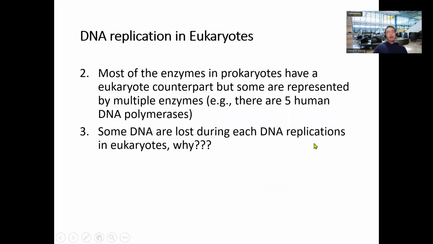Difference number 2, most of the enzymes in prokaryotes have eukaryote counterparts. Okay, so you saw that we had the RNA primase in the prokaryotes. We also have that as humans. However, some of the enzymes are represented by multiple versions of the same thing. For example, in humans, the DNA polymerase comes in 5 different versions.